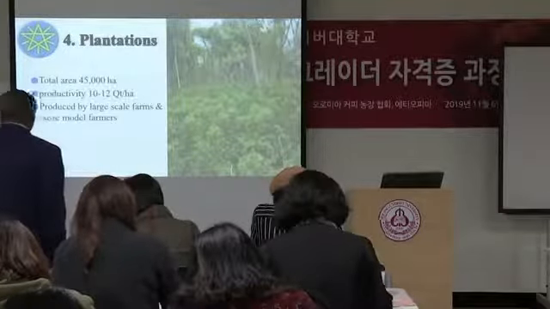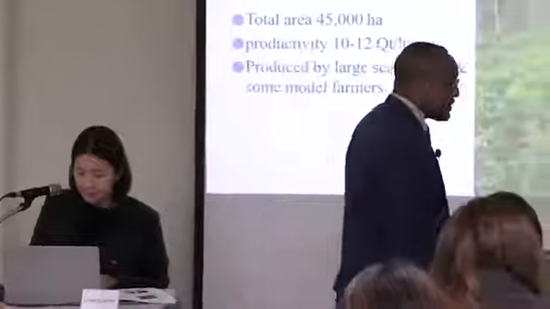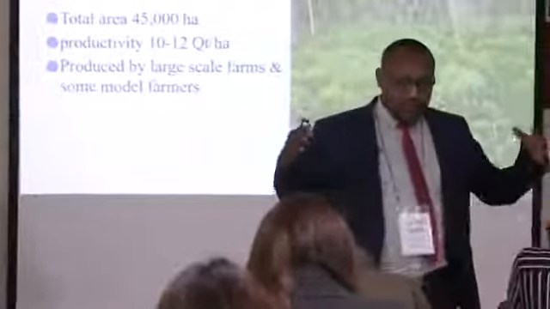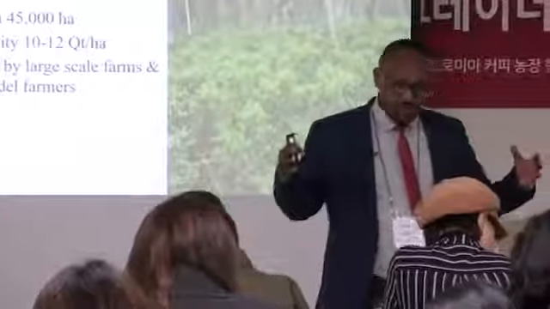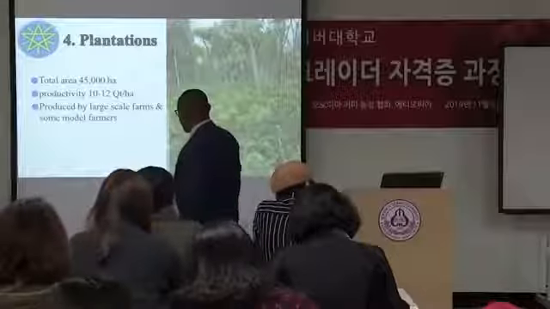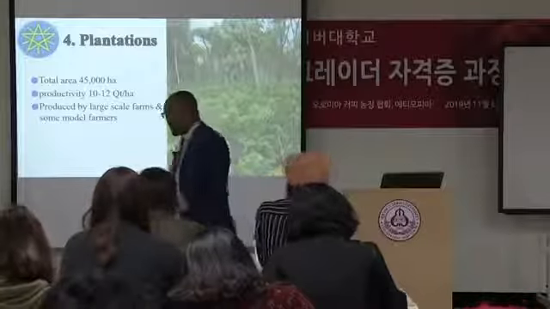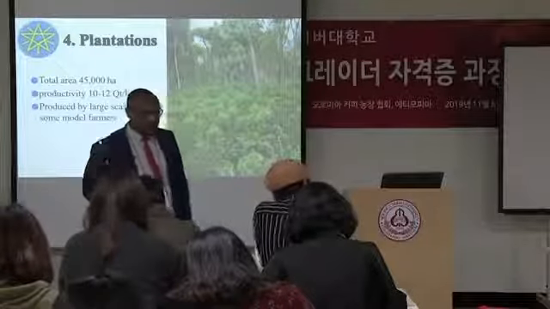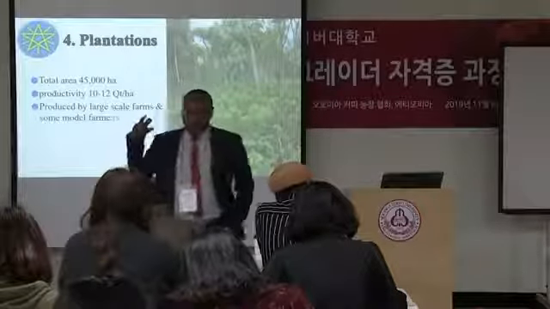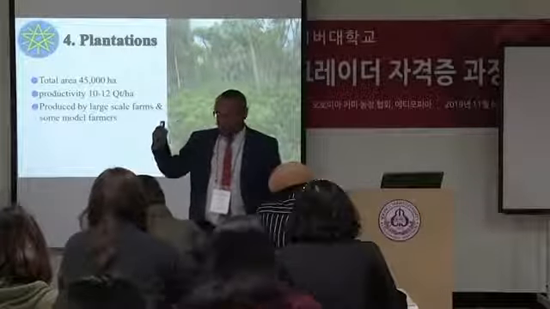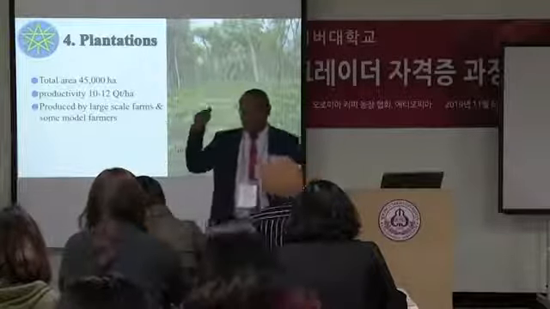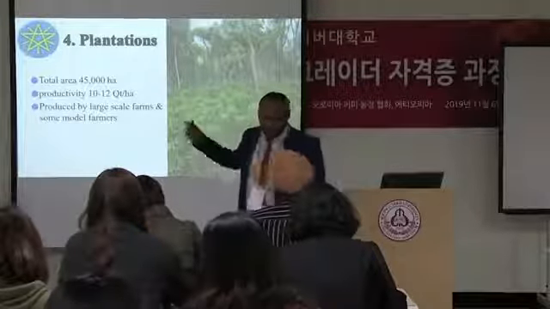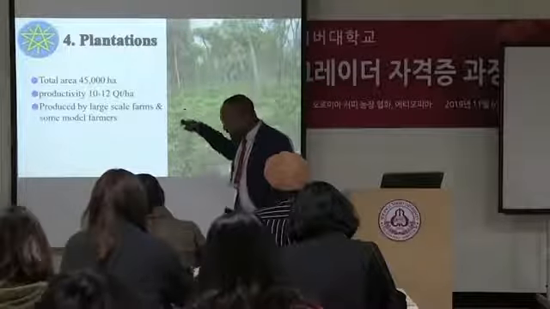The fourth is plantation coffee. When we say plantation coffee, it is artificial plantation because the farmers plant their coffee deliberately. They take the land and plant their coffee. The total area is 45,000 hectares. The productivity is 10 to 12 quintal per hectare. This is higher than the previous systems of production. If you see the first forest coffee, semi-forest coffee and garden coffee, the productivity is lower than this one.